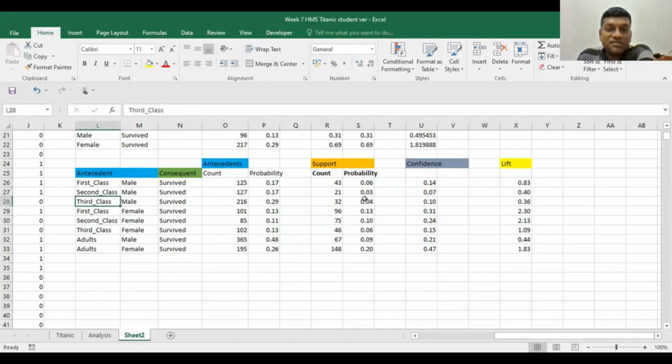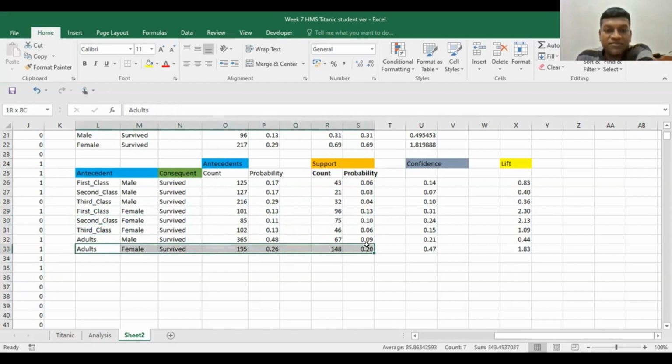Third class males survived, probability 0.04. So none of them is actually meeting the 10% criteria. We were using the 10% criteria earlier, correct? So there you find that there are only 3 instances wherein the 10% criteria is met. The first is first class female survived. The second is second class female survived. And the third is adult female survived.